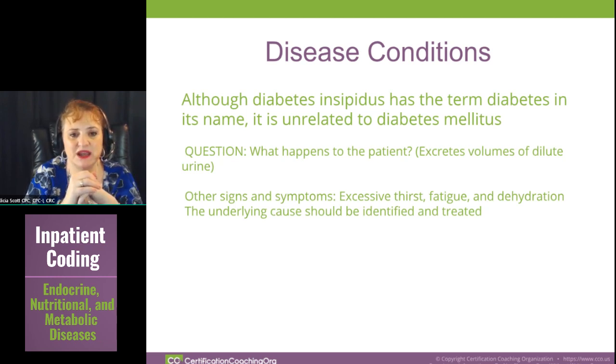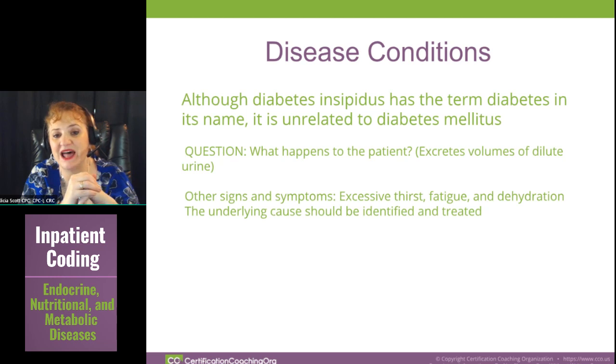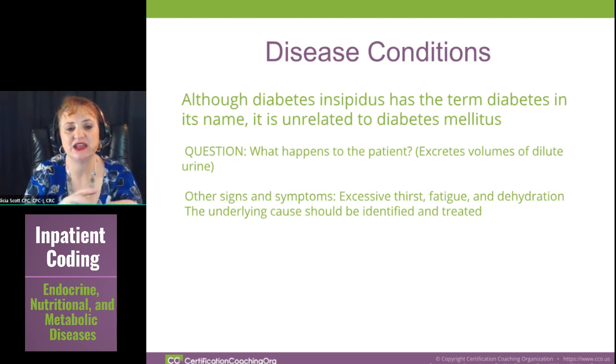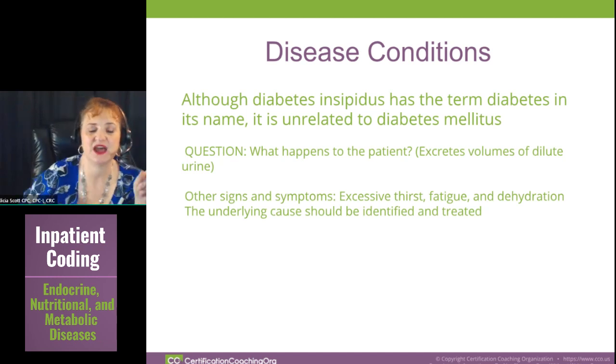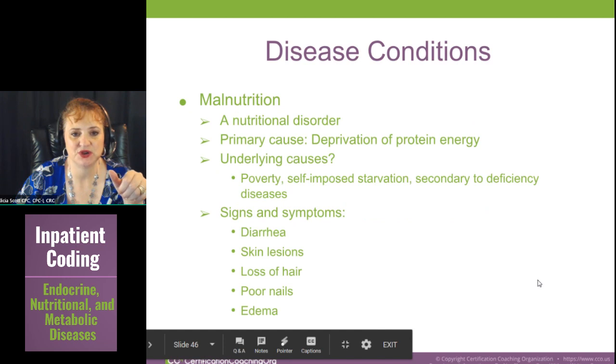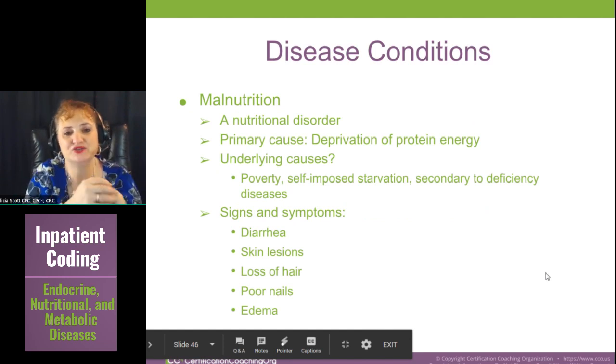When you have diabetes insipidus, you may see that it's unrelated to diabetes mellitus. So what happens is the patient has diluted urine. There's no color to the urine. Other signs and symptoms, again, we already talked about: very thirsty, fatigue, dehydration, but usually they treat that because they figure out what's causing it, it's an underlying condition, and they treat that, and then the diabetes insipidus goes away. Now we're going to move into malnutrition.